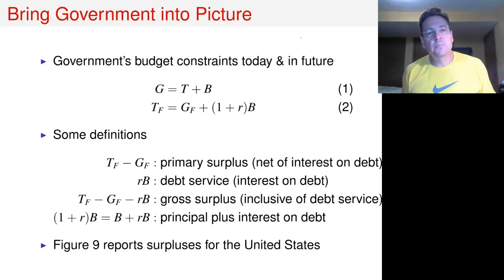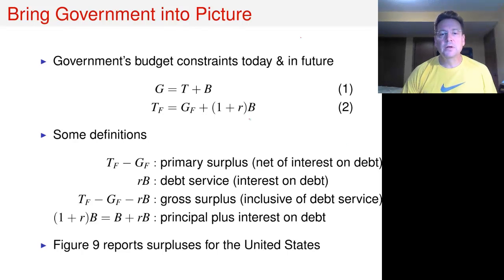Up until now, we push government into the background by shutting it down. But like all governments, eventually it gets back up and running. Now we're going to bring government back into the picture. The government's going to have a budget constraint today and in the future, in parallel to private individuals who also have budget constraints now and in the future.